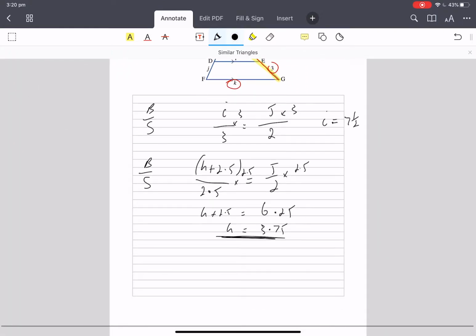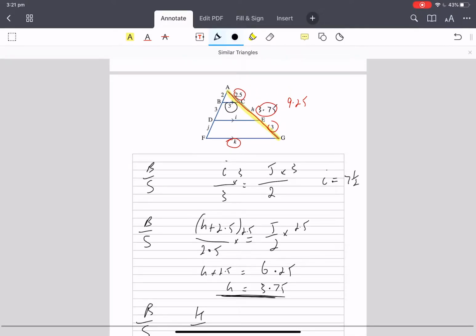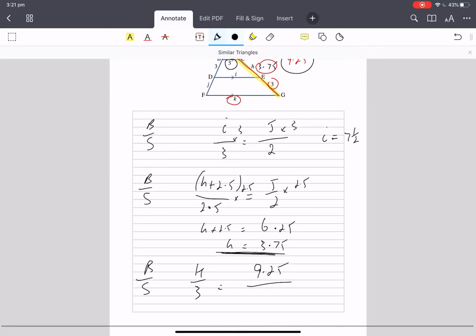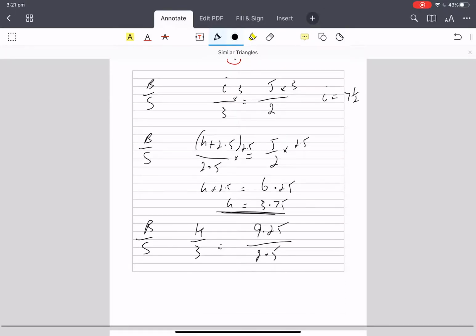Big over small. K on 3 equals big, which is now 9.25 on 2.5. Multiply by 3. 11.1.